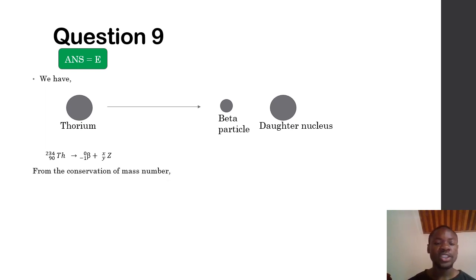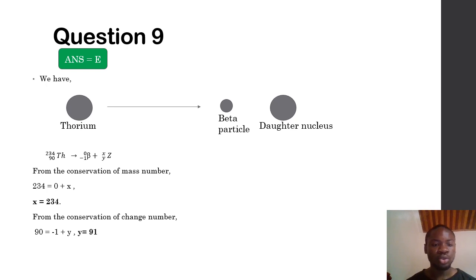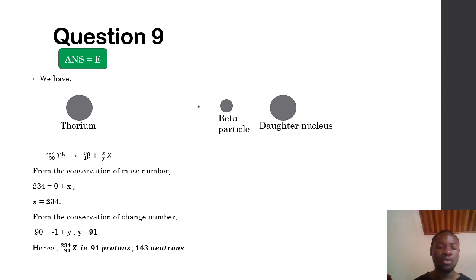So from the conservation of mass number, we have 234 being equal to 0 plus x, so x is equal to 234. Also, from the conservation of charge number, we have 90 being equal to minus 1 plus y, so y is equal to 91. Hence, we have the daughter nucleus to be constituted of 91 protons and 143 neutrons. So that's why the answer is E.